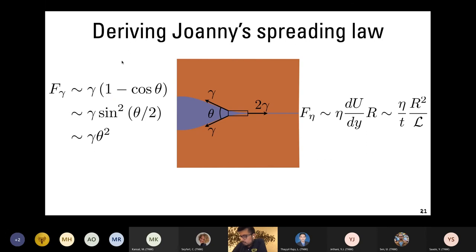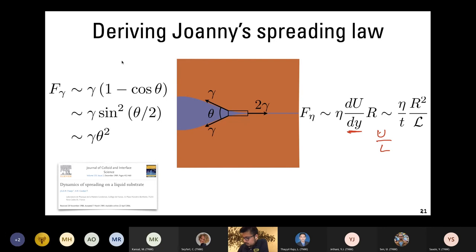And for writing f eta, it depends on where viscous dissipation is the highest, whether it is inside the drop or in the bulk. So I'm going to talk about one specific case where the dissipation in the bulk matters more than that in the droplet. And there you can write this velocity gradient as u over l, where l is some length scale inside the bulk.